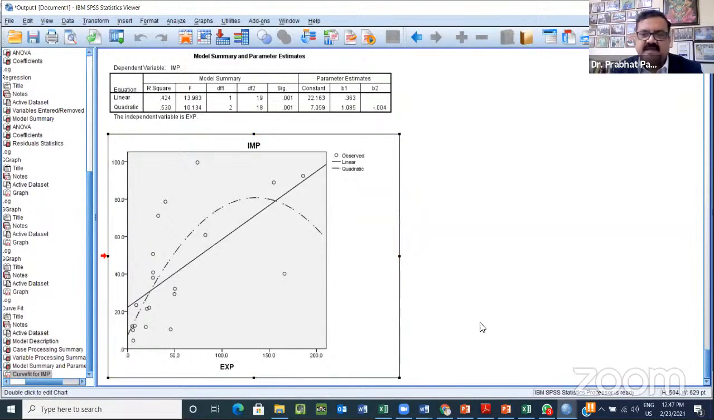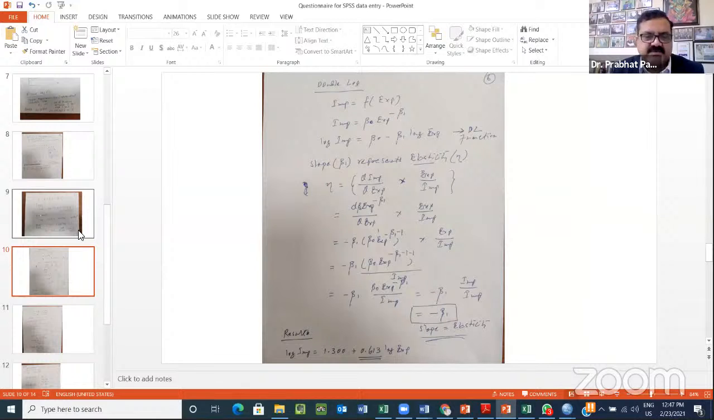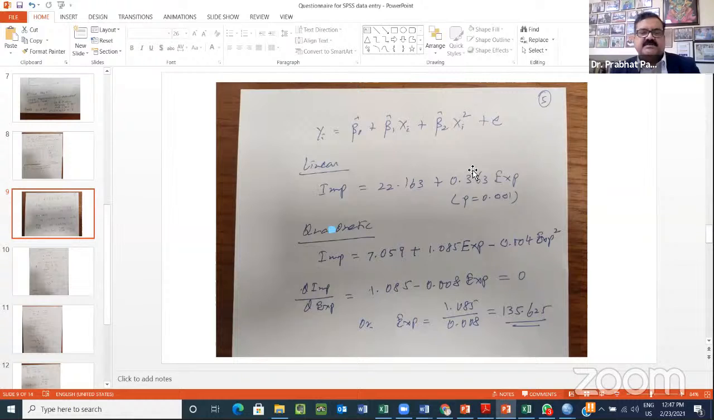But can it also be calculated numerically? The answer is yes, it can be calculated numerically. Let's see the numerical calculations, how it comes about. So here are the numerical calculations. Let me explain it to you. We have the quadratic equation. The linear is impression is equal to 22.163 plus 0.363 expenditure. So this is the linear graph.